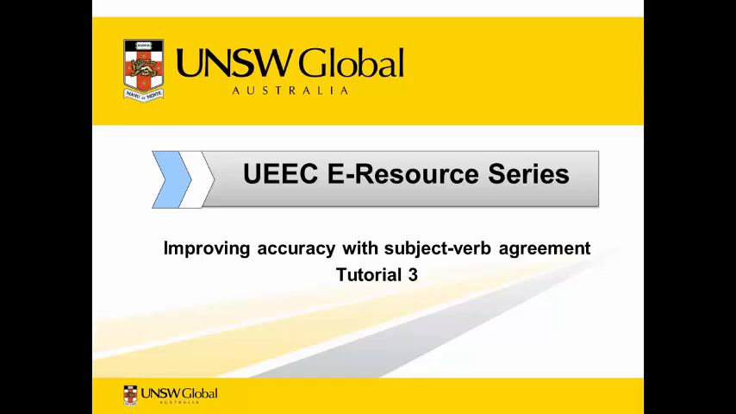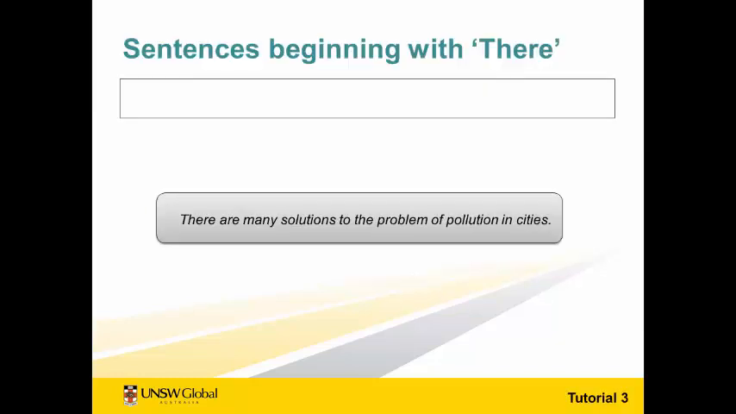In tutorial 3, we're going to improve our accuracy by learning some more subject-verb agreement rules. Let's begin with our first example sentence. Try to identify the subject and verb.